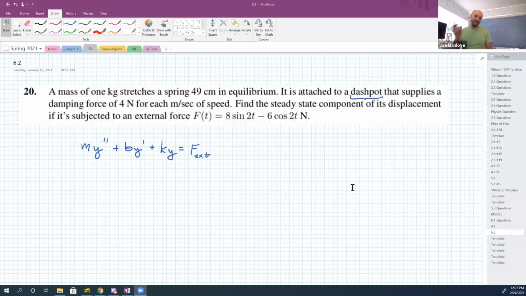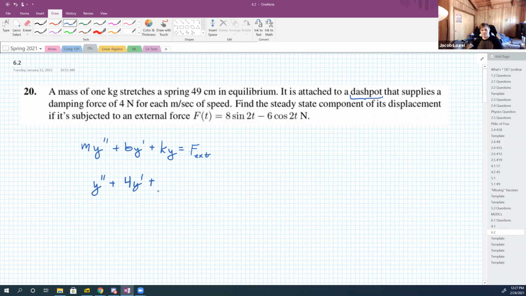Okay. All right. So now some of these things I think I know. Mass, what's the mass? 1 kilogram. Okay. What is the damping force? It's 4, which is in units of kilograms per second, just so we can keep track of units this time. I don't like units, I'm a mathematician. We had too many issues with that last time, Joe.